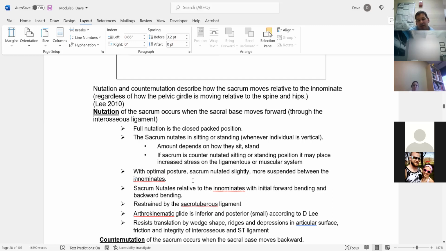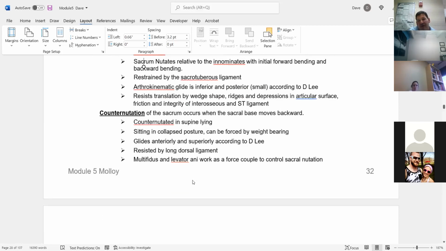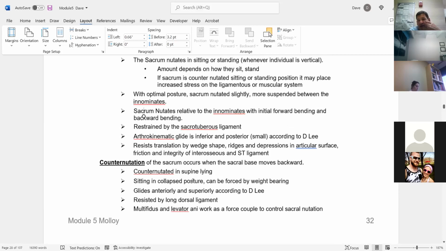It's more suspended between the innominates. And this sacral rotation is relative to the innominates. It's that forward position. And again, this is restrained by the sacrotuberous ligament. So have you ever palpated someone and they have a very sore sacrotuberous ligament and they're irritable through there? Oftentimes what you'll also find is an irritated biceps femoris, because you have fibers of the biceps femoris blending up in most cases into the sacrotuberous ligament.